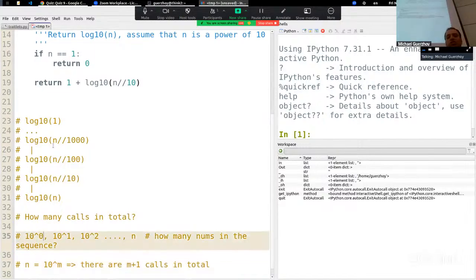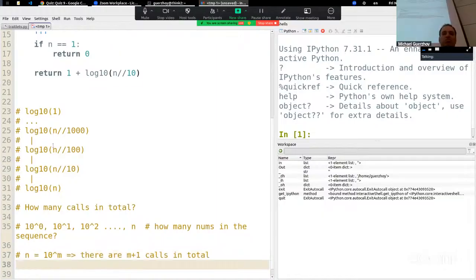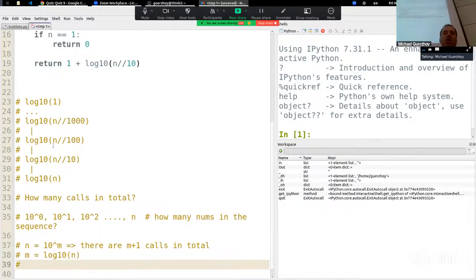Right? And the reason is you start with 0, then you go to 1, then you go to 2, and so on. And then you go to 10 to the m. In total, there are m plus 1 calls because there is also the call to 10 to the 0. So the only question is, what is m? Take the log of both sides. m is log base 10 of n. So that means there are log 10 of n plus 1 calls in total.